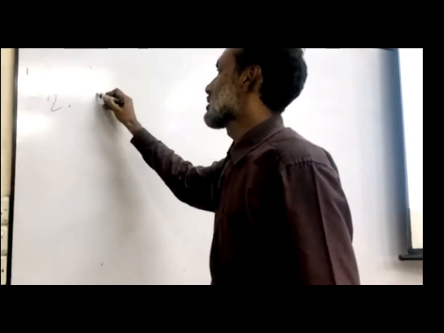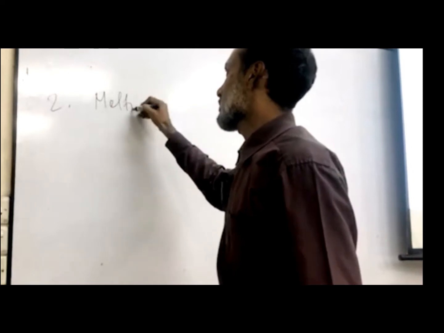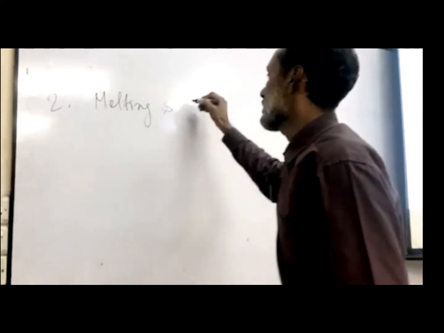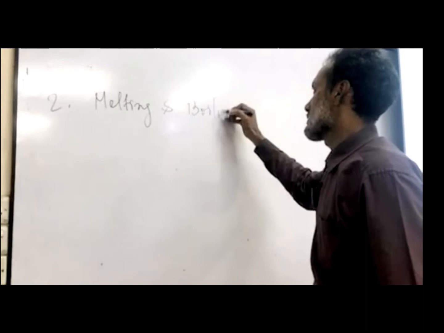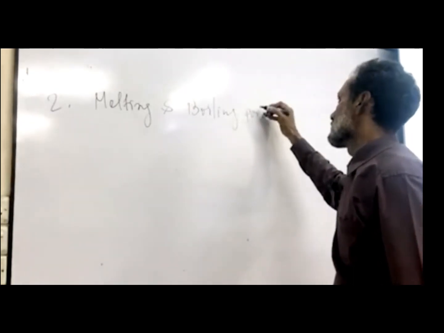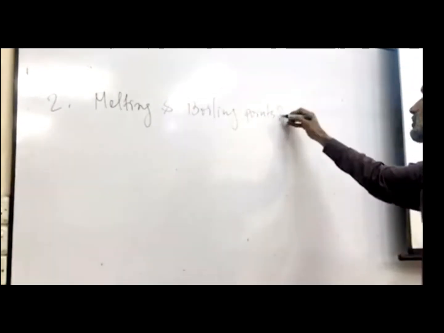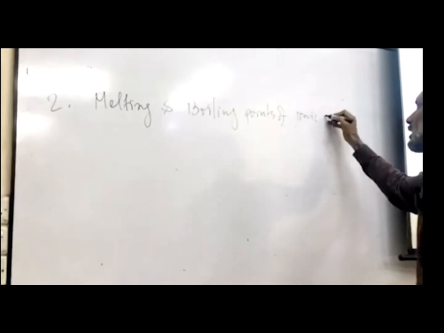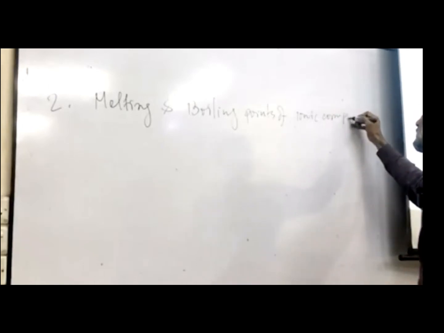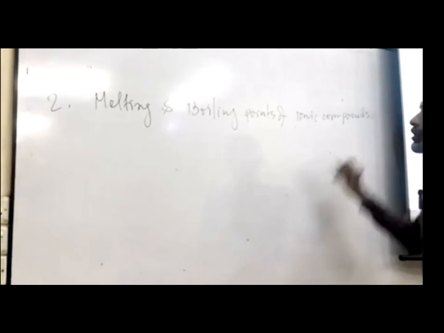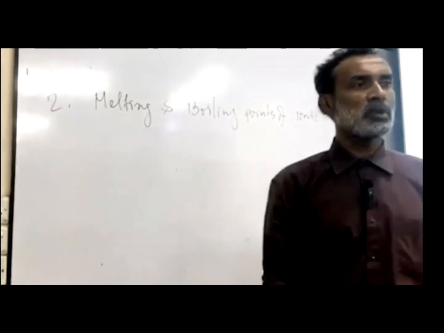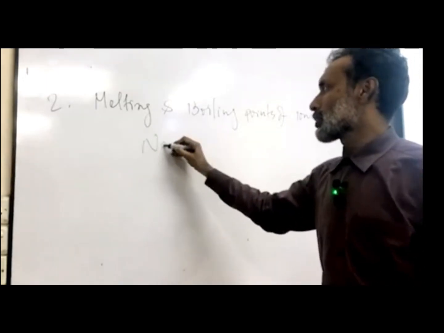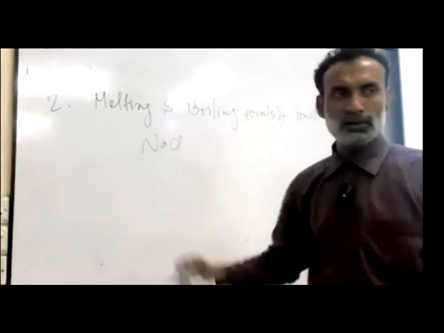What is that? Melting and boiling points of what? Ionic compounds. I start with an example. Sodium chloride is an ionic compound. I think you are clear about this.